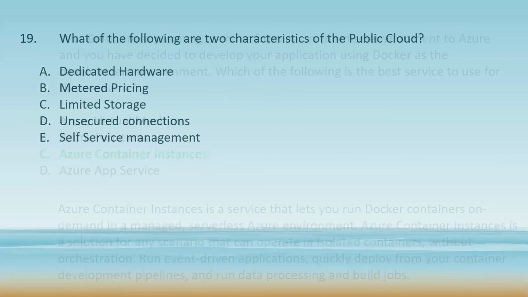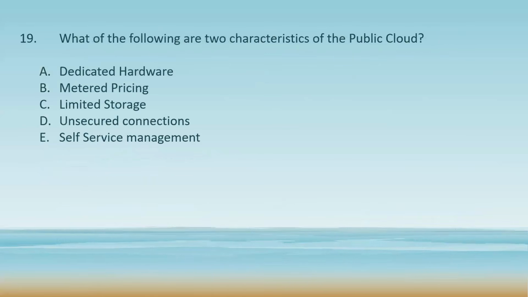Question number 19. Which of the following are two characteristics of the public cloud? Your options are dedicated hardware, metered pricing, limited storage, unsecured connections, self-service management.